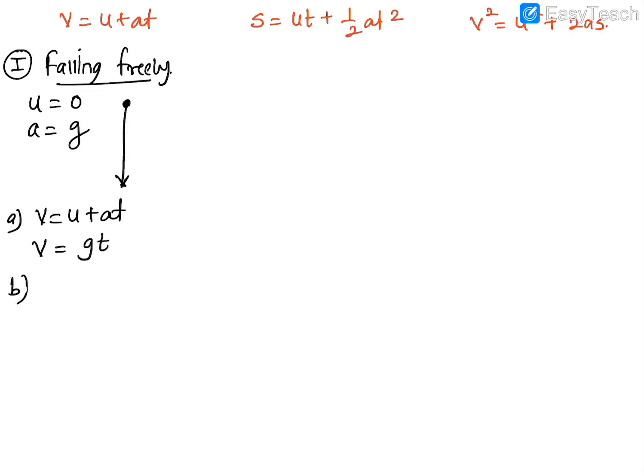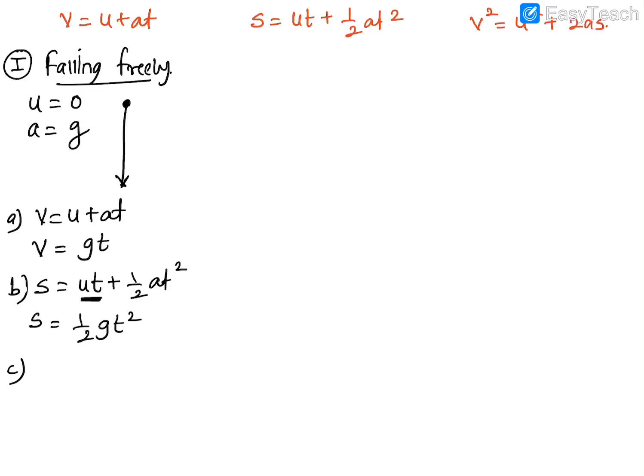Now the next formula, for B. S is equal to UT plus half AT squared. So S will be S only. Again, what is U equal to? 0, correct? So what will this U into T become? 0. Plus half, A is equal to g, so half gT squared. Is it clear, guys? See, in place of U I substitute 0. What is 0 into T? 0. Plus half into g into T squared.